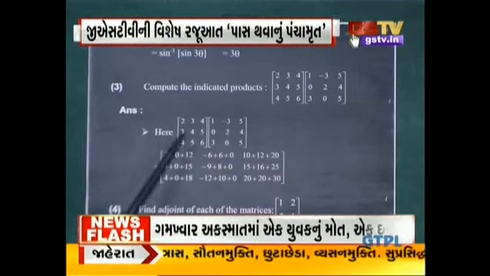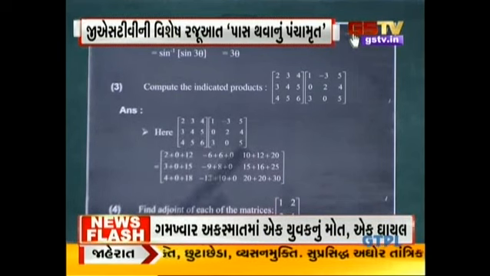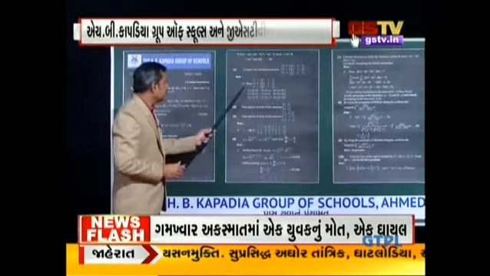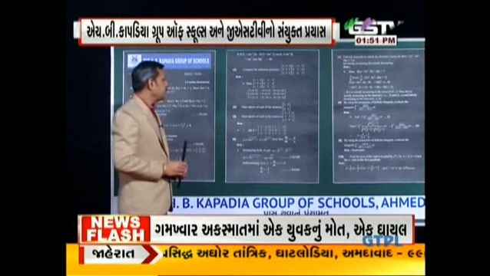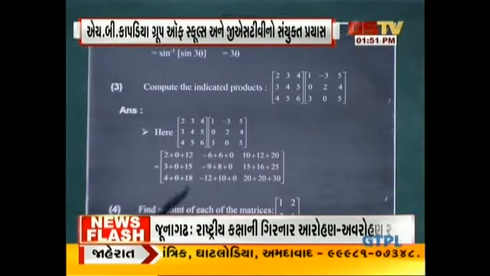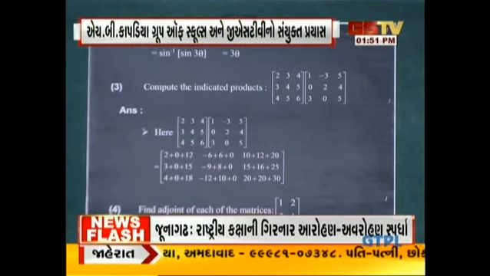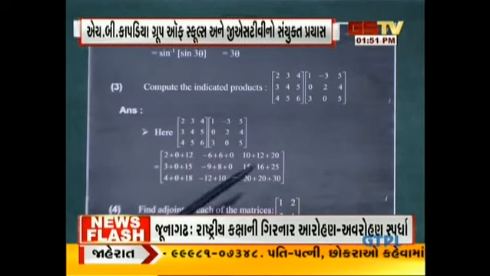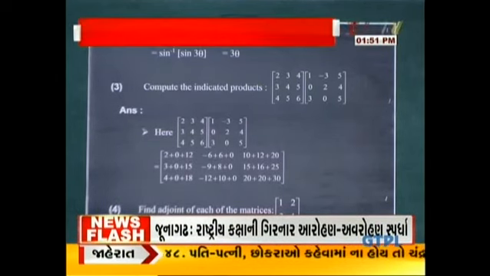Similarly, second row multiply with first, second and third column. Third row multiply with first, second and third column. So we get the result and calculate the numbers. So we get the answer of the product of two matrices.